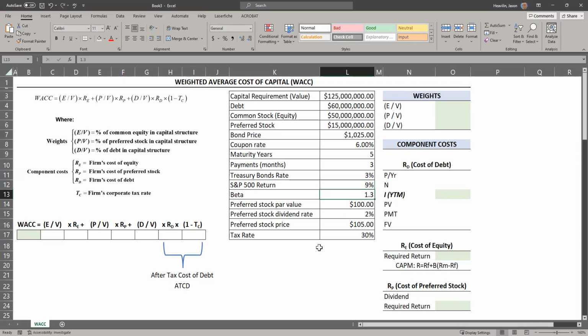The beta of the stock in the company is 1.3. And then, moving on to information about preferred stock. Preferred stock par value, 100. That's the face value of the preferred stock, $100. The dividend rate is 2%. When it's not specified, it's assumed that is the annual rate.